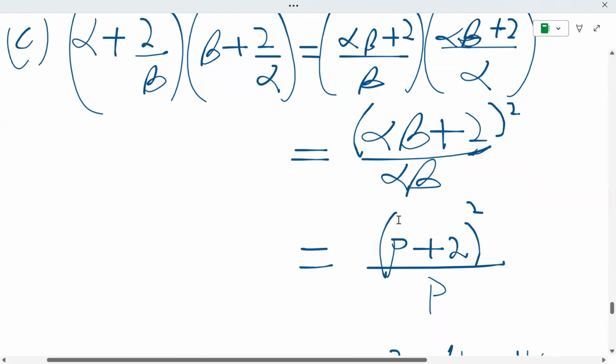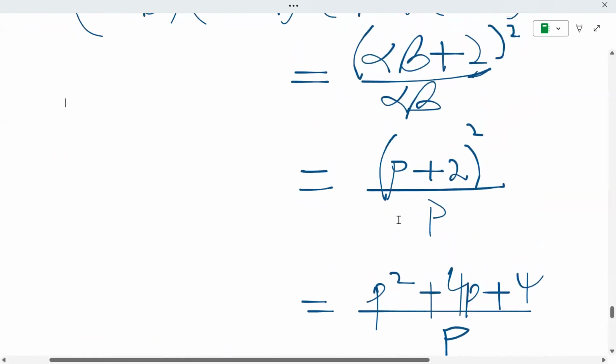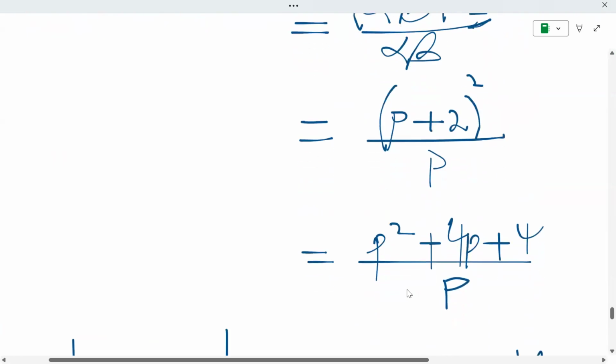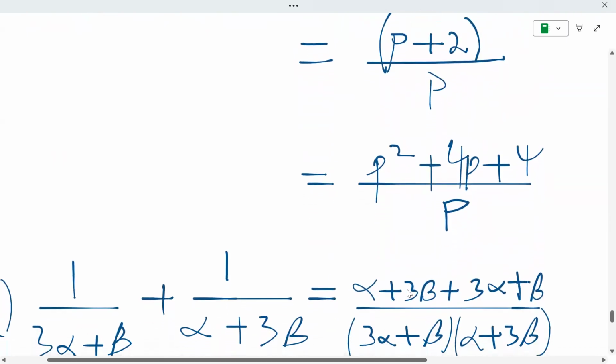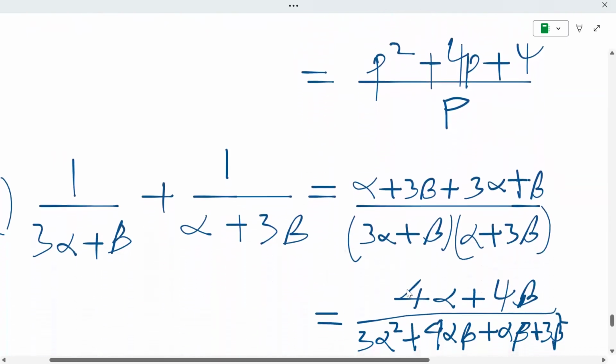Okay, so with this established, we can now say that our alpha beta is p, so p plus 2 all squared, and then over p. So we can expand. We have p squared plus 4p plus 4 all on p.